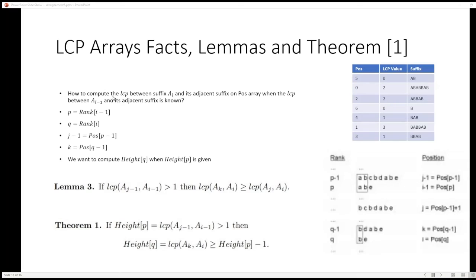The problem now becomes how to compute the LCP between suffix Ai and its adjacent suffix on the suffix array when the LCP between Ai minus 1 and its adjacent suffix is known. To do this, we will use the following notation to make things easier.